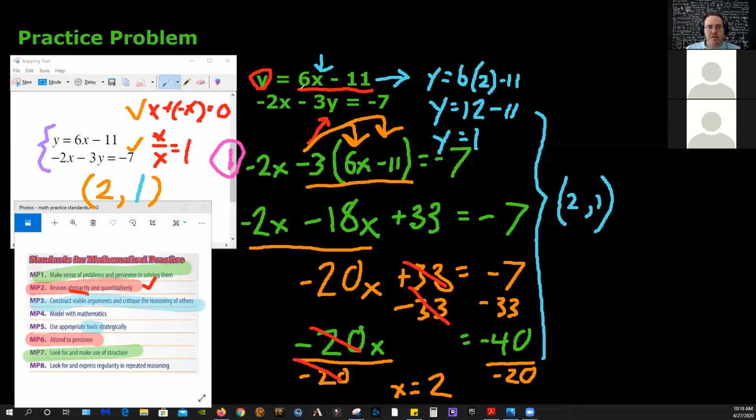We substituted in the value for y right here, where the y was. That was step 1. Step 2, we did the distributive property, and we did negative 3 times both terms. So now we've got negative 3 times 2, minus 18x plus 33, because that's what negative 3 would do if you multiplied it by 6x and negative 11, equals negative 7. Then we did some inverse operations because we wanted to get the x by itself. So we subtracted 33 from both sides, and then we divided by negative 20 on both sides, and eventually we did get x by itself. And that's why I found out that x is equal to 2.